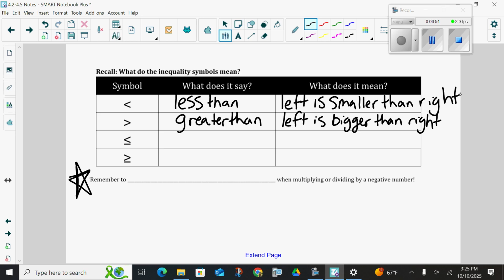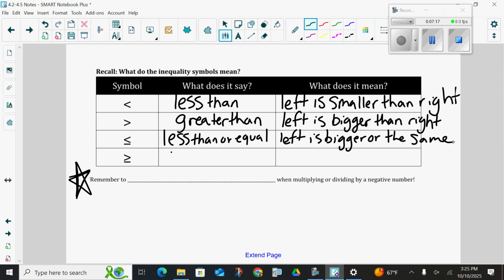Our third symbol is less than or equal to. And we know that that means our left is bigger or the same as our right.